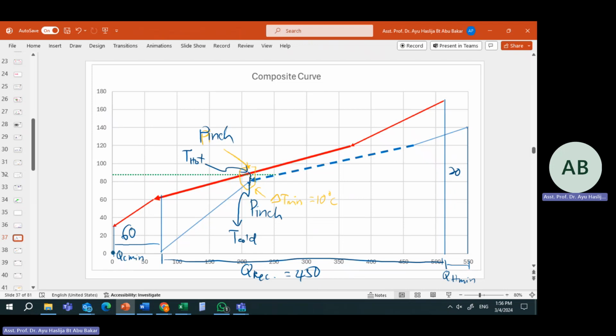Up to there, any questions? Not sure what to ask. Go back and study first. Recall that. Then tomorrow I will continue on the heat cascade, PTA. Apart from drawing the curve, you can do the PTA, problem table algorithm. So that's it for today. Thank you.